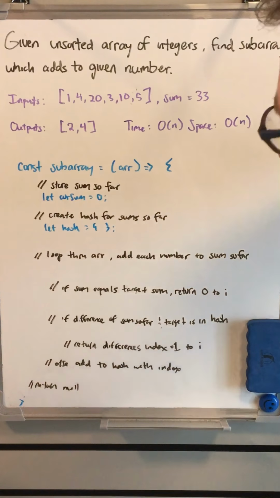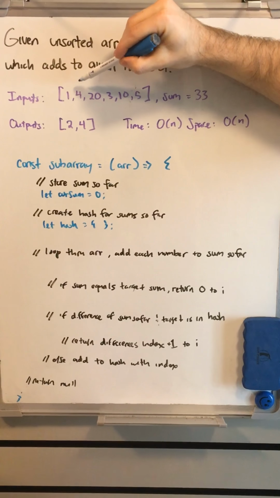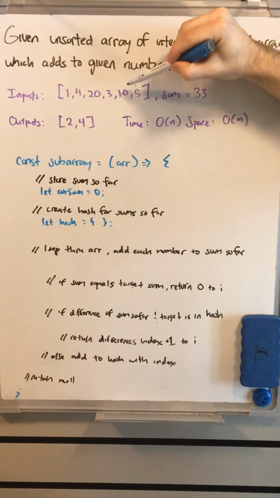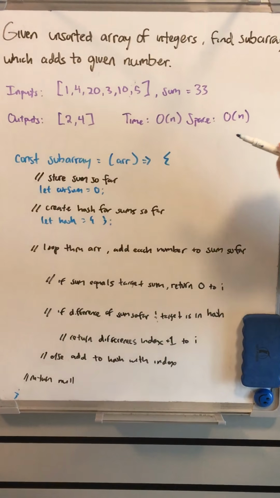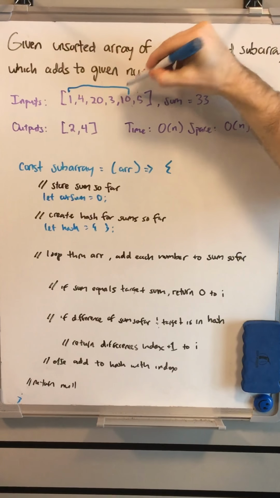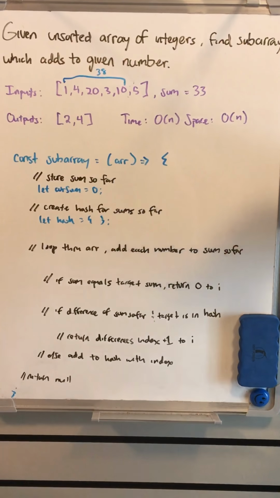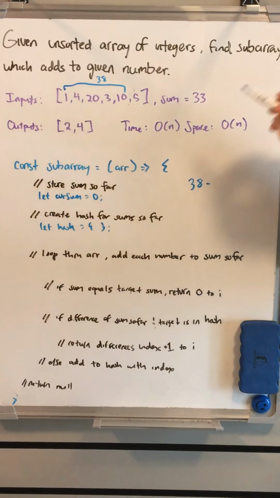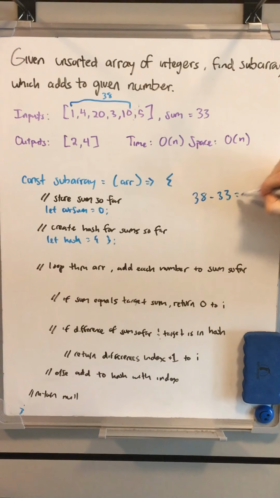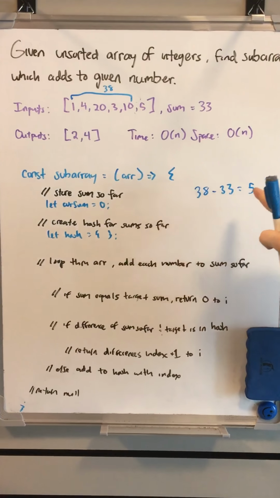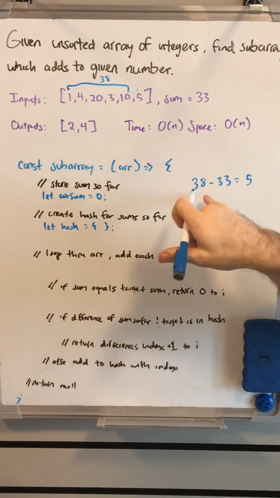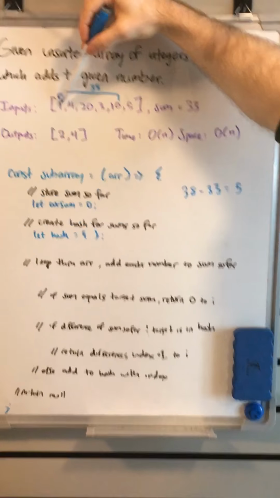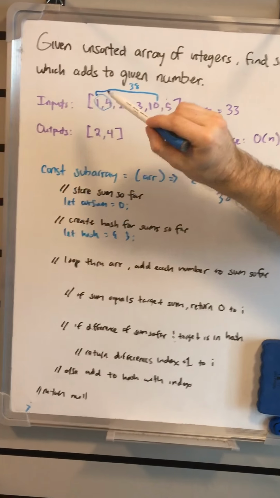So when we do that, we're going to add 1 to 4, then 5 to 20, then 25 to 3, 28 to 10, which is 38. So at some point, we're going to have all of these numbers added up, and it's going to be 38. What we want to do is take 38 and subtract the sum from that. And from that, we will get 5. We know that if we take away 5 from 38, that'll give us 33. So these two numbers right here give us 5.